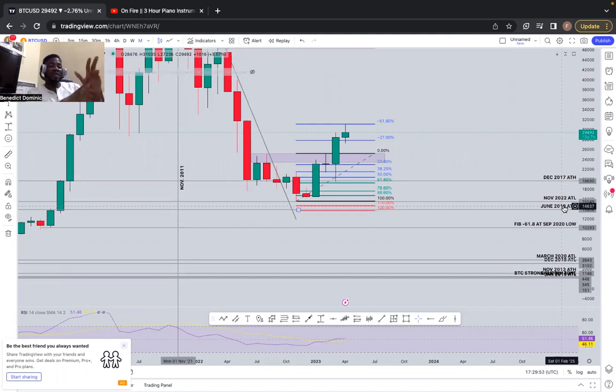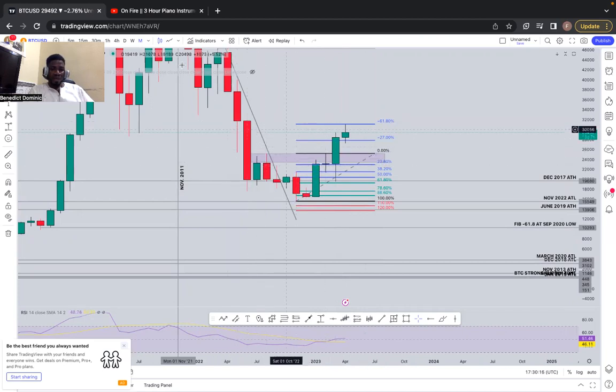2015, 2019, 2023 have something in common. 2016, 2020, and 2024, we have something in common, brethren. So this is the end of the. So we had this breakout. This is a strong zone.